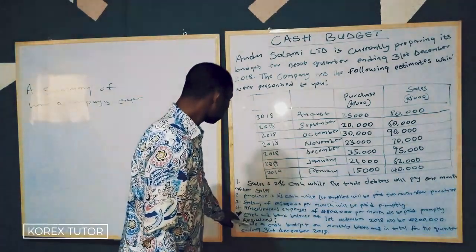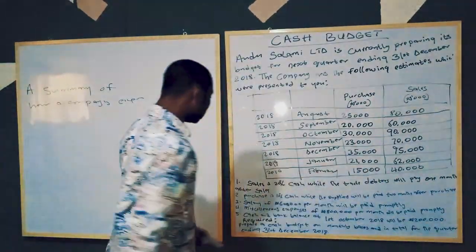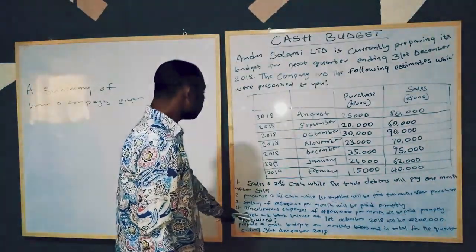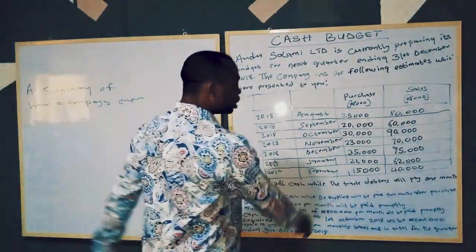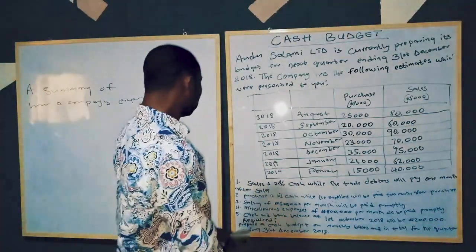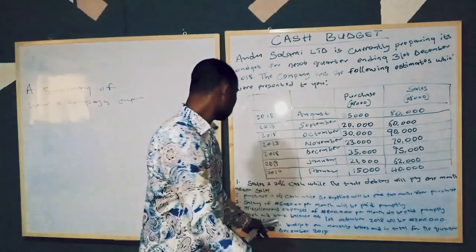Then number three, salary of 600,000 per month will be paid promptly. Yes, they will be paid salary of 600,000 every month. Then number four, miscellaneous expenses of 800,000 per month will be paid promptly. They will pay miscellaneous expenses. The miscellaneous is also regarded as general expenses in some cases.